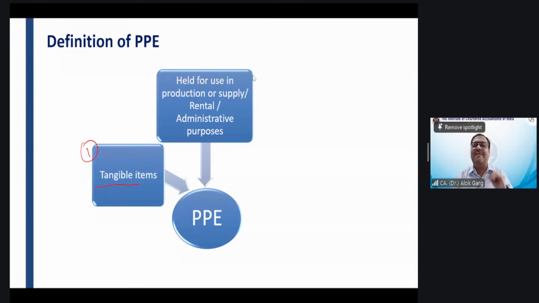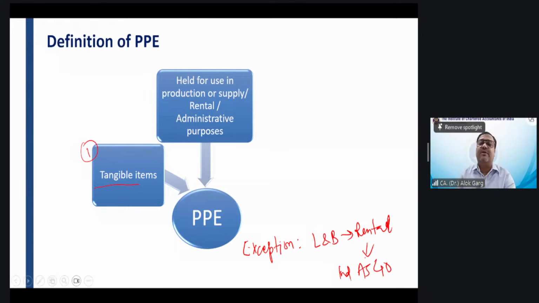Answer is no. Friends, there is an exception which is given, right? So the exception for the rental is land and building. If land and building has been held for the purpose of rental, it will be covered under Ind AS 40 investment property, not Ind AS 16. Okay. So this is an exception.